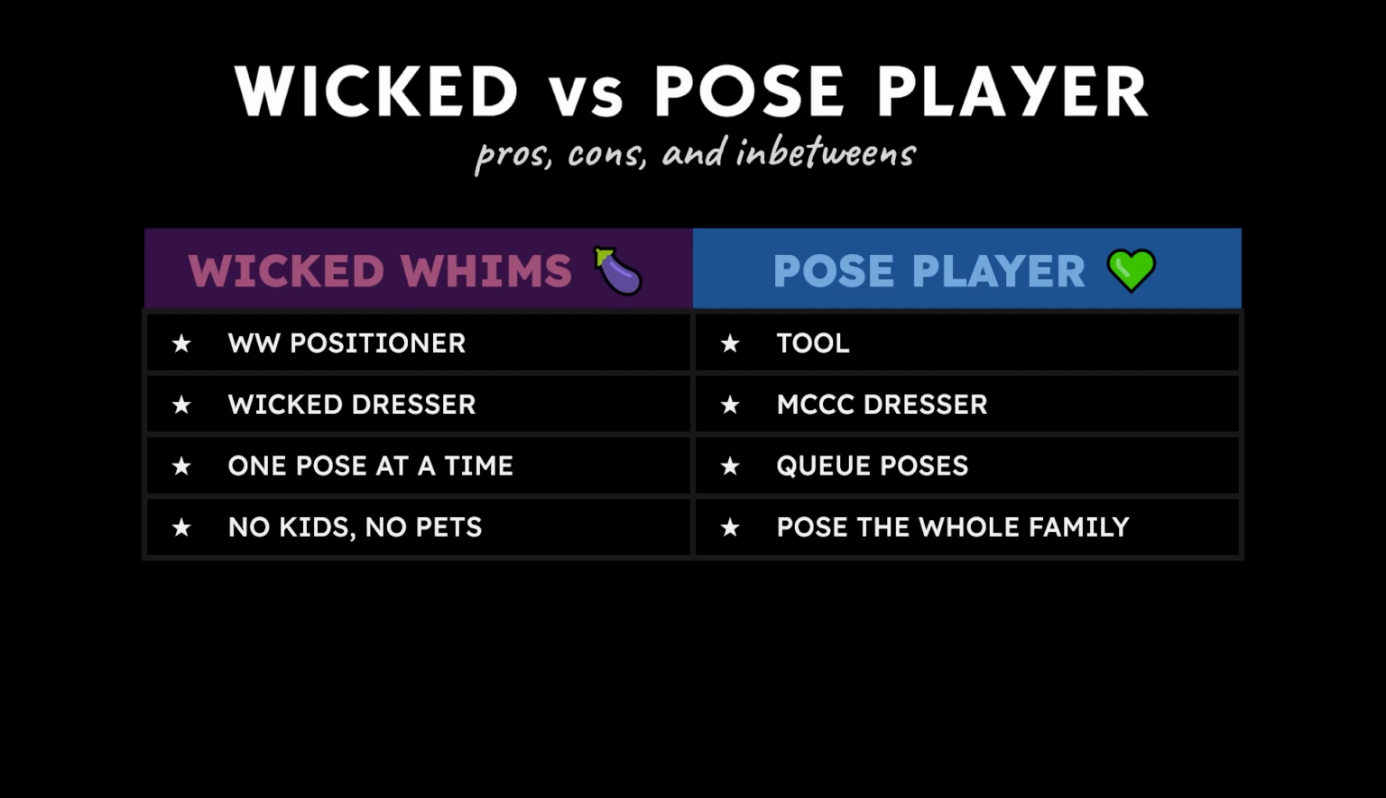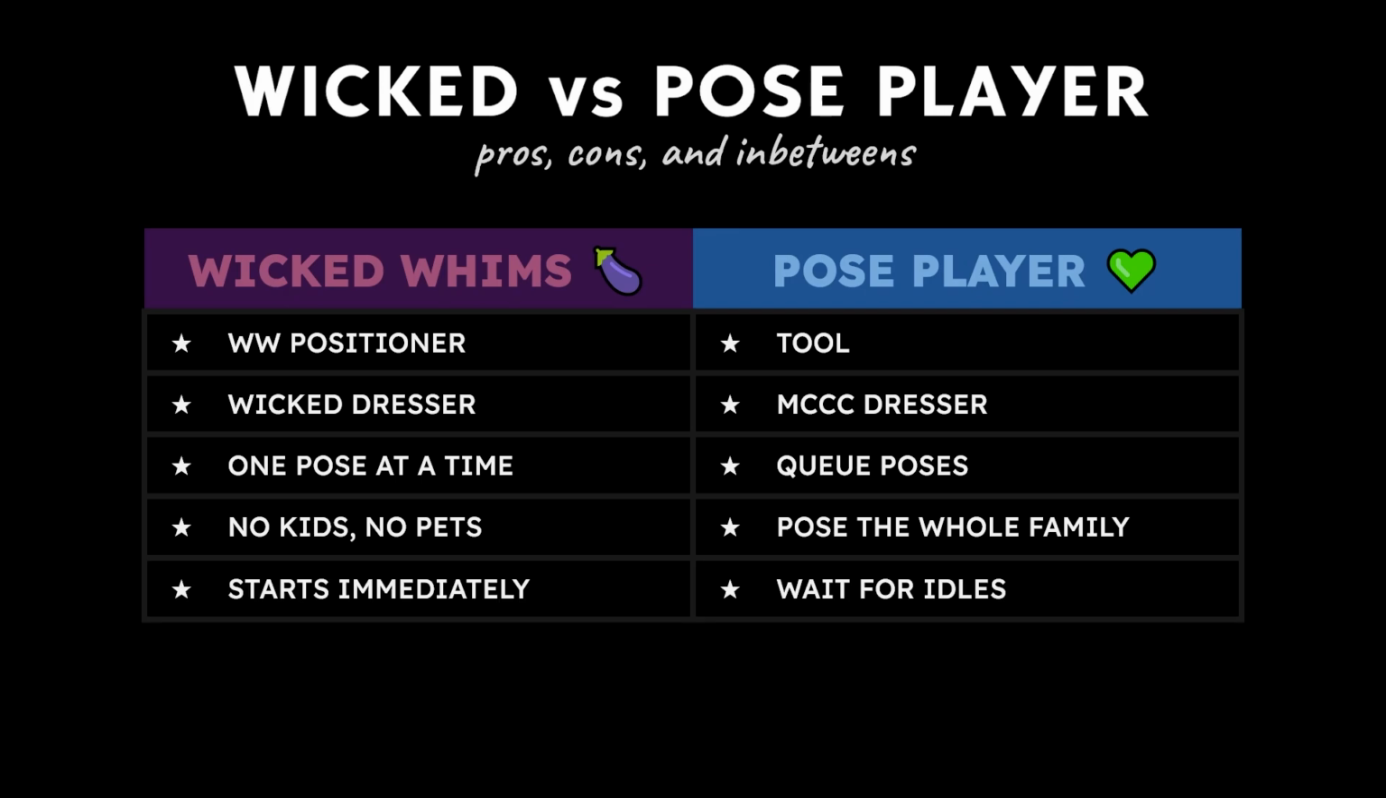it's an animation, they have different startup times. So Wicked Whims kind of stops everything you're doing, and it has this sort of waiting period, and then it goes into the pose. So you don't have to wait for idles or anything, but it will have a little bit of a 5-second startup time before it gets into the pose. And if you're trying to time that with kids or pets, it's better just to do it all in Pose Player.